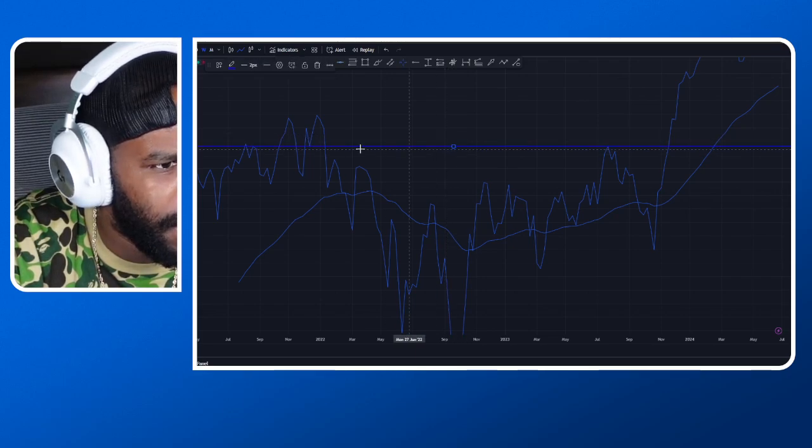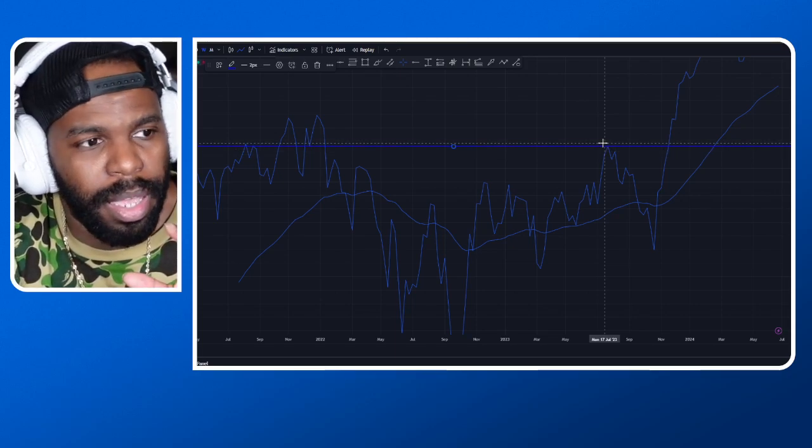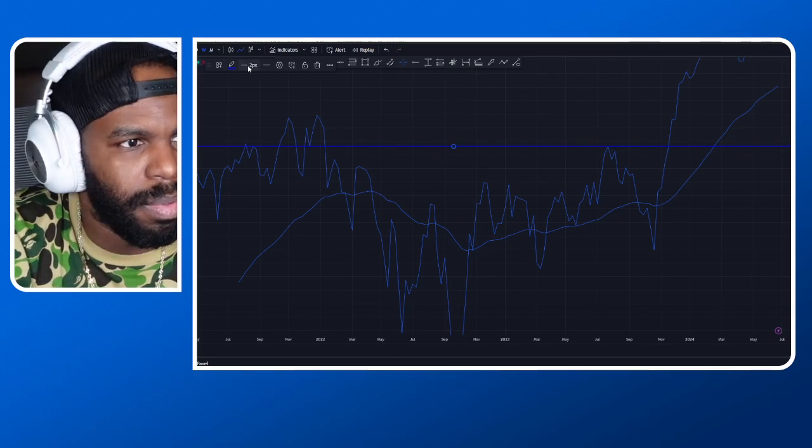There's a touch right there. This candle is touching, and this candle is touching, and this candle is touching, which is making this a strong level of support and resistance. Okay, so that's how I do it.